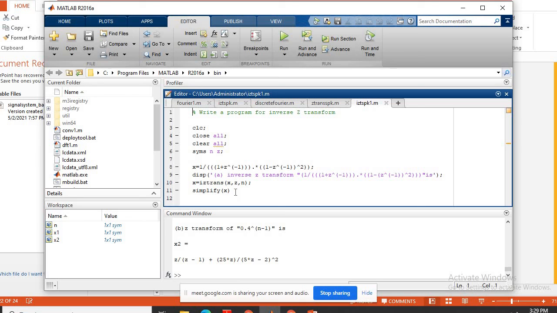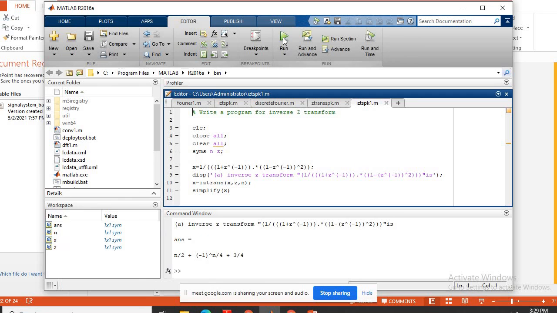That is the difference. In the previous example you have to pass for ztrans only the variable of which you are calculating the Z transform. But here you pass all three and simplify, so that it will give you the answer in a slightly simplified form. Wait for a minute, it will show you the answer. So this inverse Z transform is n by 2 plus minus 1 raised to n by 4 plus 3 by 4. Anything you can do.